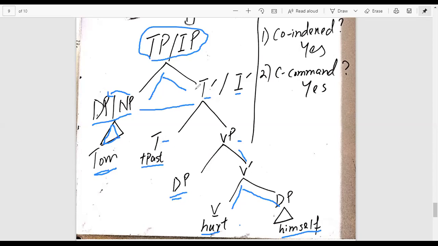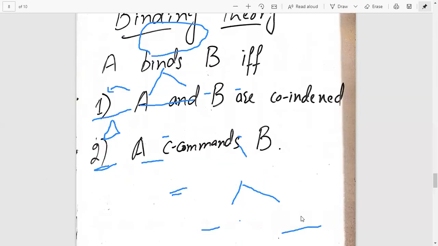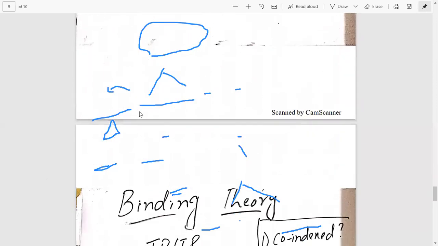So because in this case, Tom is A and himself is B, we can say that Tom hurt himself. In this case, himself is directly related to Tom. So we can say that A binds B, right? So it fulfills the first condition of binding theory.